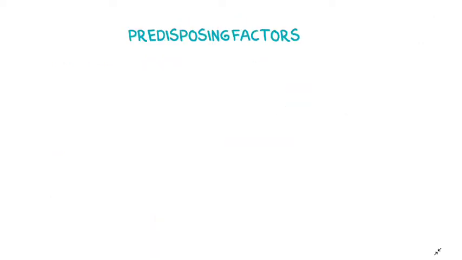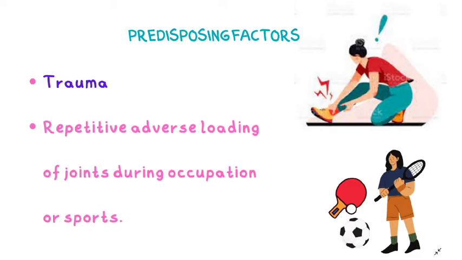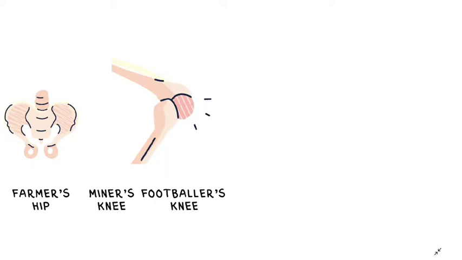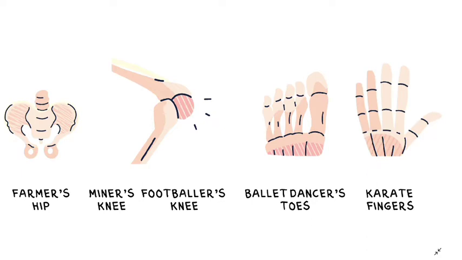Predisposing factors. These are trauma and repetitive adverse loading of joints during occupation or the sports, such as in farmers, hip is affected, in miners and professional footballers, knee suffers, in ballet dancers, osteoarthritis of toes is present, while in karate, fingers are affected.